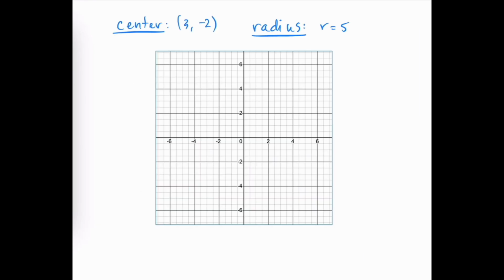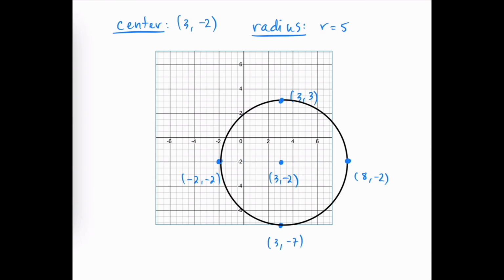So now to graph this circle, we'll start at the ordered pair (3, -2), that is the center, and then we're going to go 5 units to the right, which will put us at the ordered pair (8, -2), 5 units to the left to land at the ordered pair (-2, -2), then 5 units up, which puts us at (3, 3), and then 5 units down, which puts us at the ordered pair (3, -7). Then we do our best to connect these dots with a circle. And now it's time to check our answer.